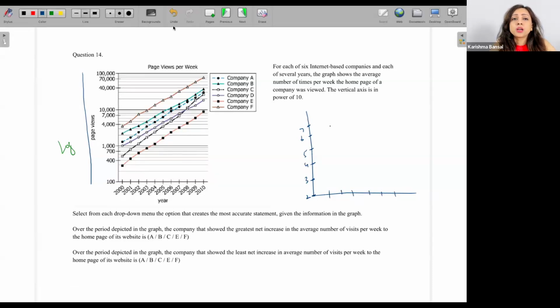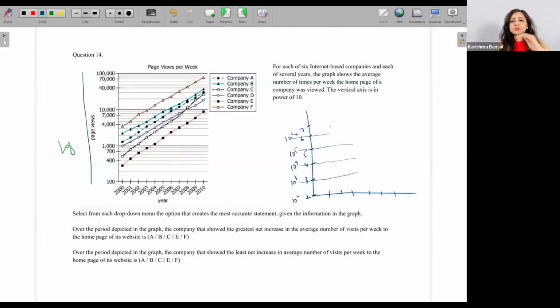But when we have a logarithmic scale, it means that each value represents an exponent. So this value represents 10 to the power 2. This value represents 10 to the power 3. These are all equidistant. This value represents 10 to the power 5. Do you understand? So this is my logarithmic scale. This is 10 to the power 6.